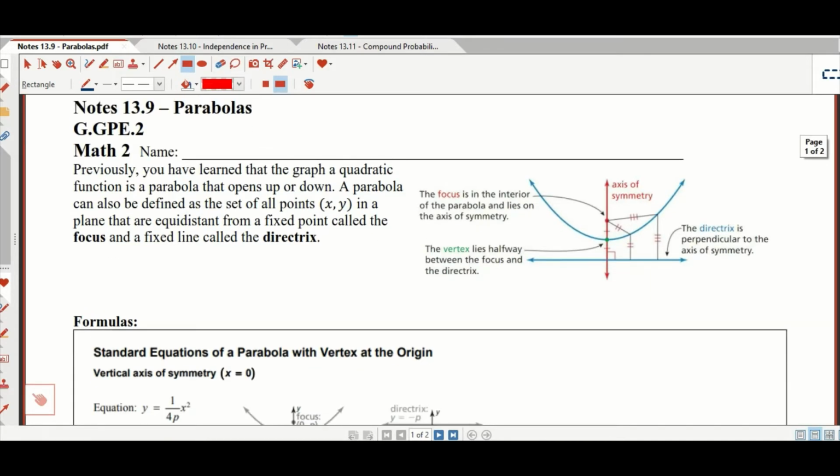So previously we learned that the graph of a quadratic function is a parabola that opens up or down. A parabola can also be defined as the set of all points x, y in the plane that are equidistant from a fixed point called the focus and a fixed line called the directrix. That is, a parabola is all the points so that the distance from your focus, which is some point on the axis of symmetry, is equally distant to what's called the directrix, which is this other line here. That's the idea.